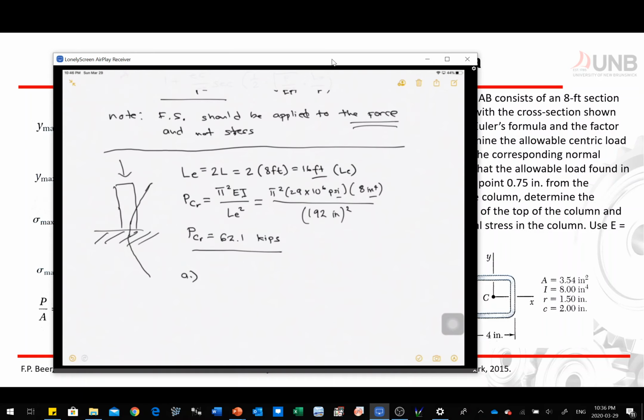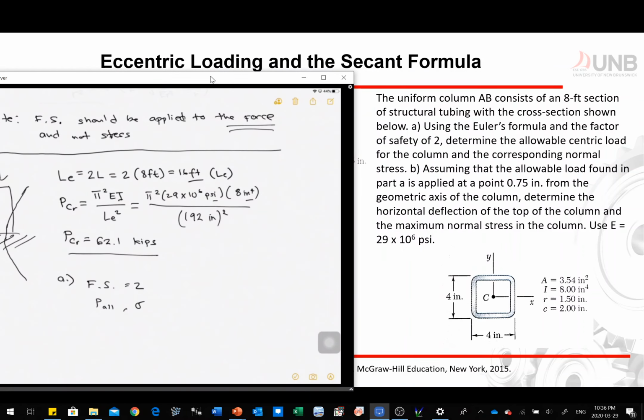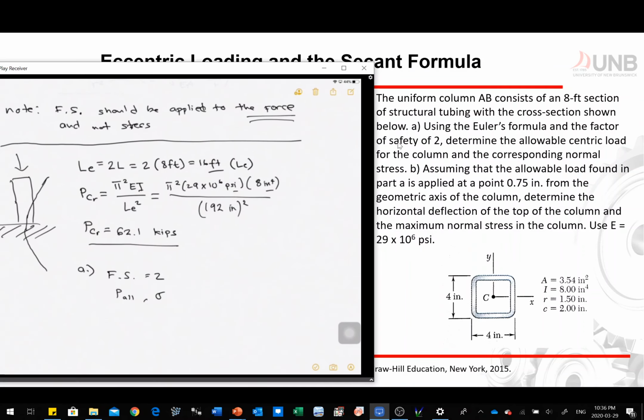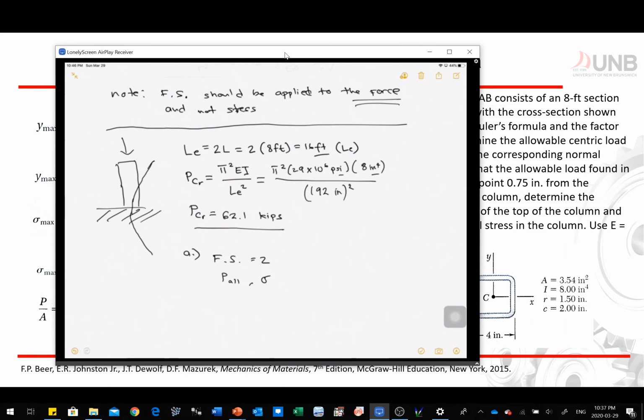So now, here we have a factor of safety, which is equal to 2. Now, first thing that we have to do is find the allowable force. Again, we are asked for the allowable force, let's call it P, and then we are also looking for stress. Let's check the problem: allowable centric load, which we call P allowable, and the corresponding normal stress, which we call sigma, for letter A.